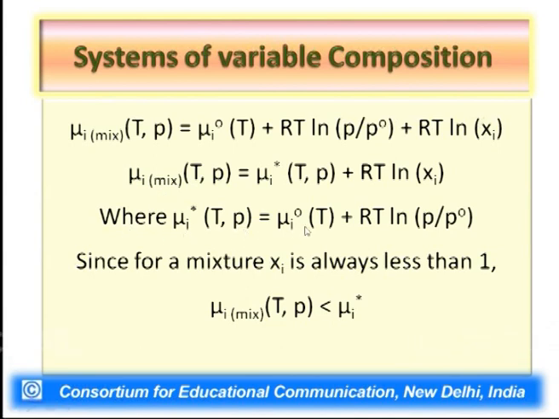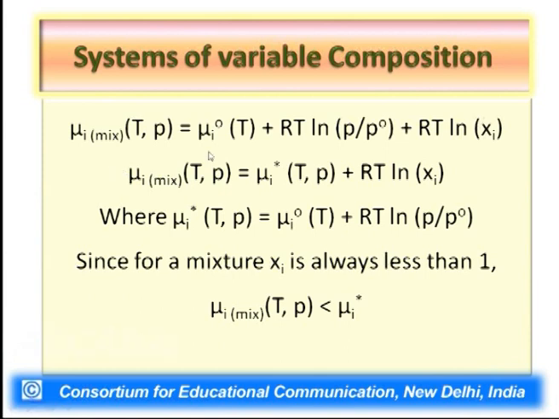Now this mu i star T, P equal to mu i standard, which is a function of temperature, plus RT ln P by P standard. Now for a mixture, suppose 1 mole of gas 1, 2 moles of gas 2, 3 moles of gas 3, and so on has been added. It straight away means that since the moles of various gases are being added, the number of moles of any particular gas divided by the total number of moles of all the gases will always be a fraction whose value will always be less than 1. So Xi will always be less than 1.